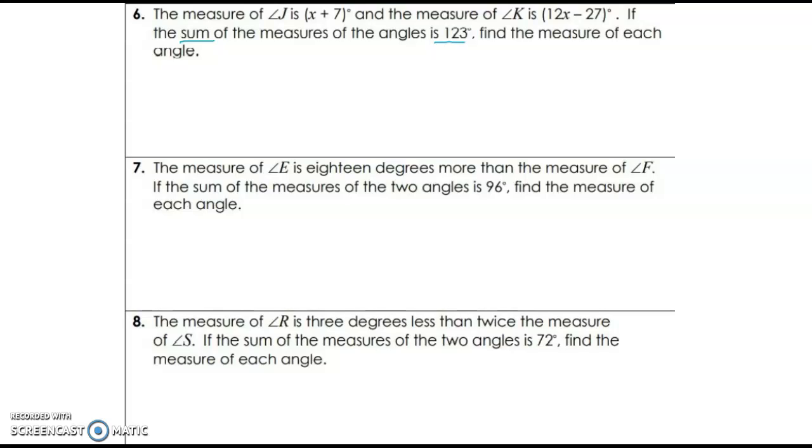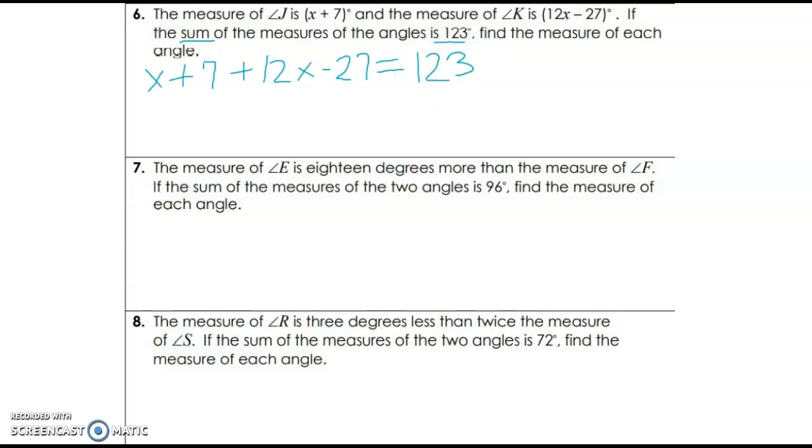Well, the first thing we need to do is figure out what x equals. So we are going to find the sum of the measure of angle J plus K. We know it equals 123, so this would look like x plus 7 plus 12x minus 27. So again, all I did was take the measure for angle J and the measure for angle K. Together, they equal 123 degrees.